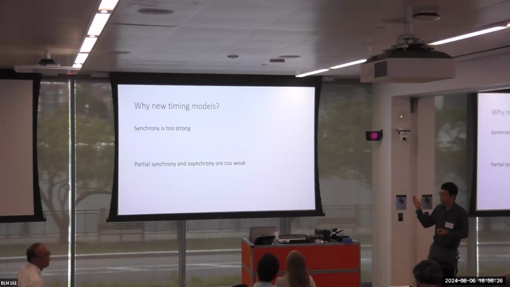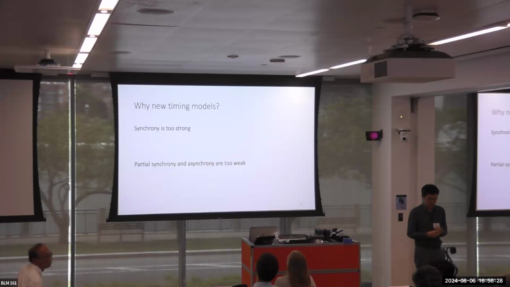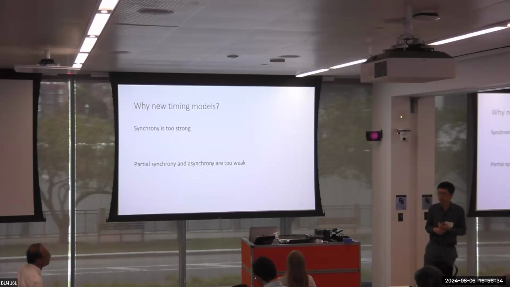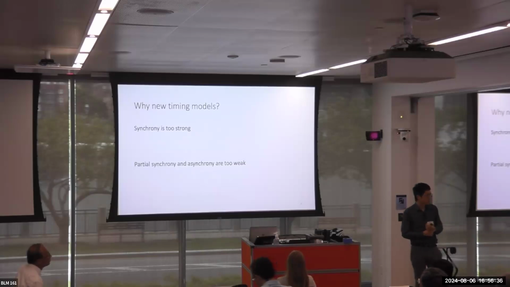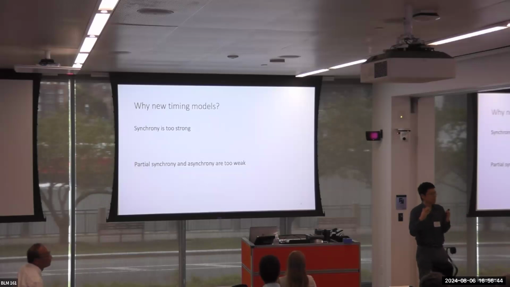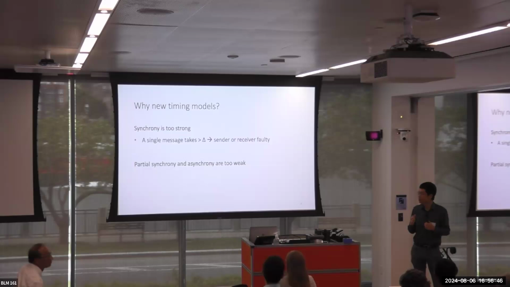In particular, synchrony is too strong, and I think many people agree with that. About 8 years ago, when I first started working on consensus, I worked on a bunch of synchronous protocols, and back then we got a lot of pushback. Every time we submitted, there was one reviewer who always said synchrony is completely ridiculous, that you should never use it. Indeed, there's some truth to that.